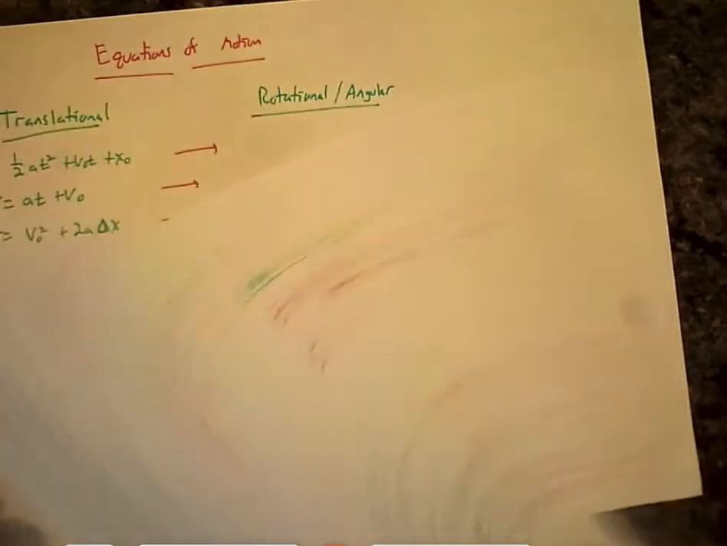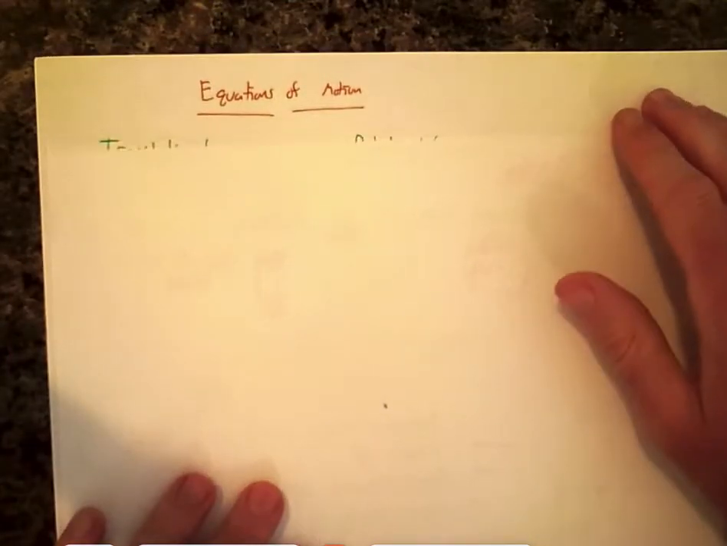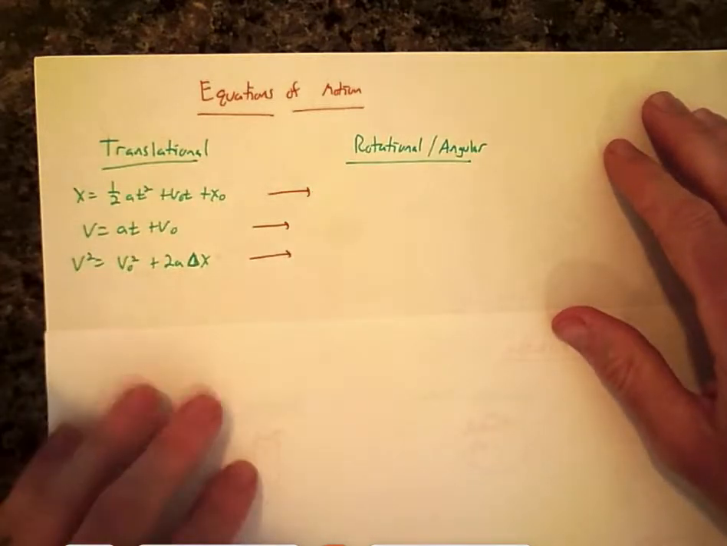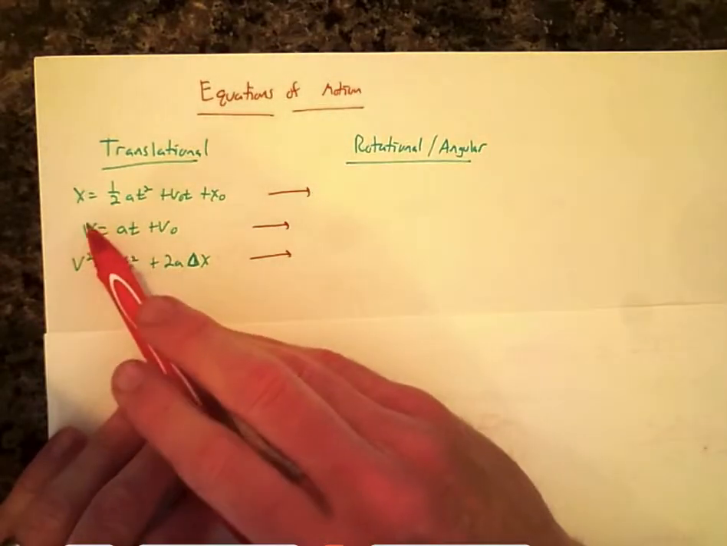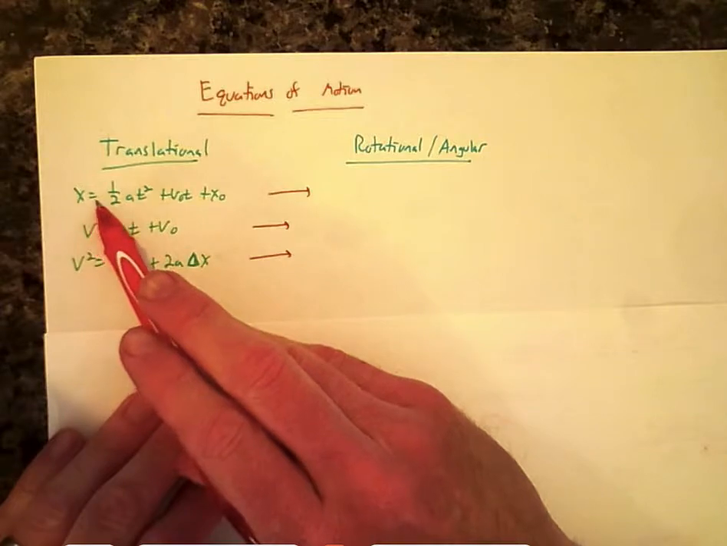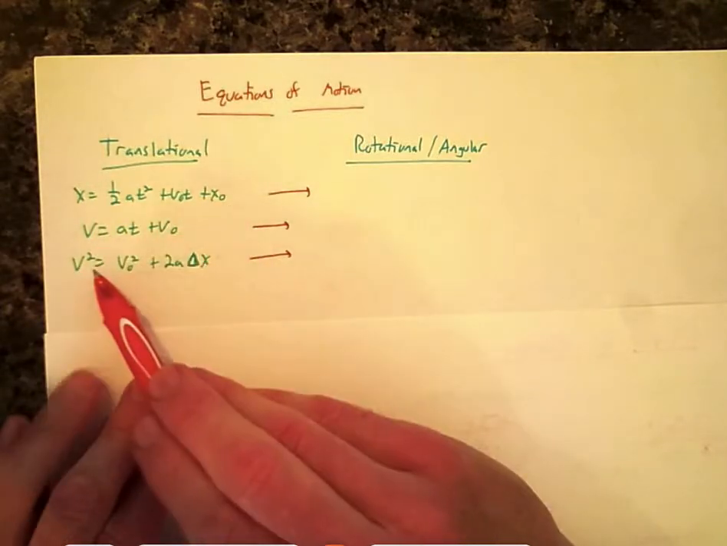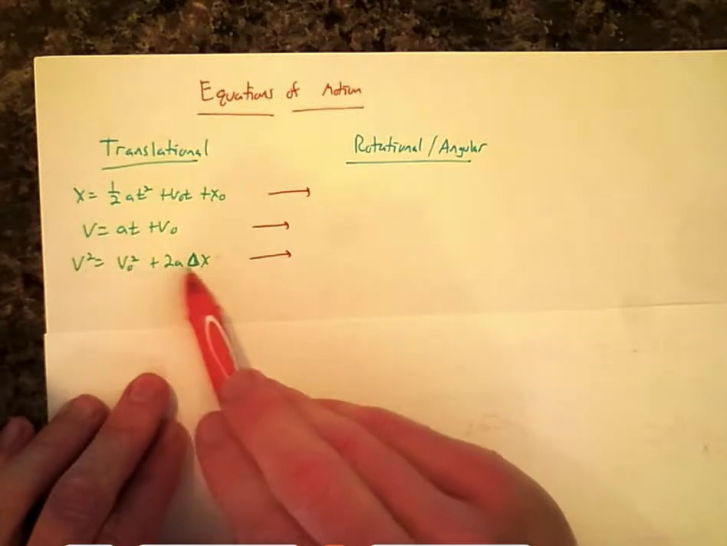Let's get all this into the picture here. I'm going to talk about equations of motion. What we have are translational equations, and we also have some rotational or angular equations that are going to be equivalent to this. So for translational motion, if we're trying to find the position of something, we can use this equation. If we're trying to find the velocity, we can use this equation. If we're relating velocities, accelerations and displacements without time, we can use this equation.